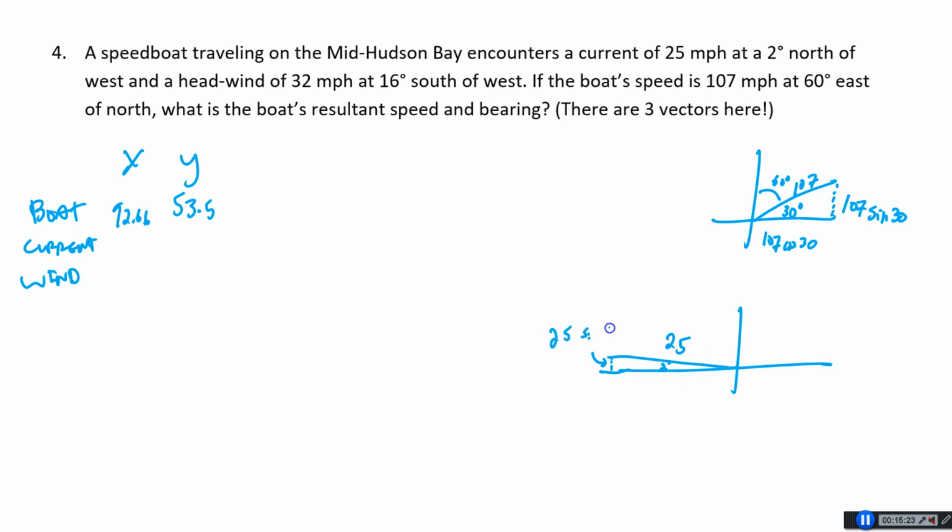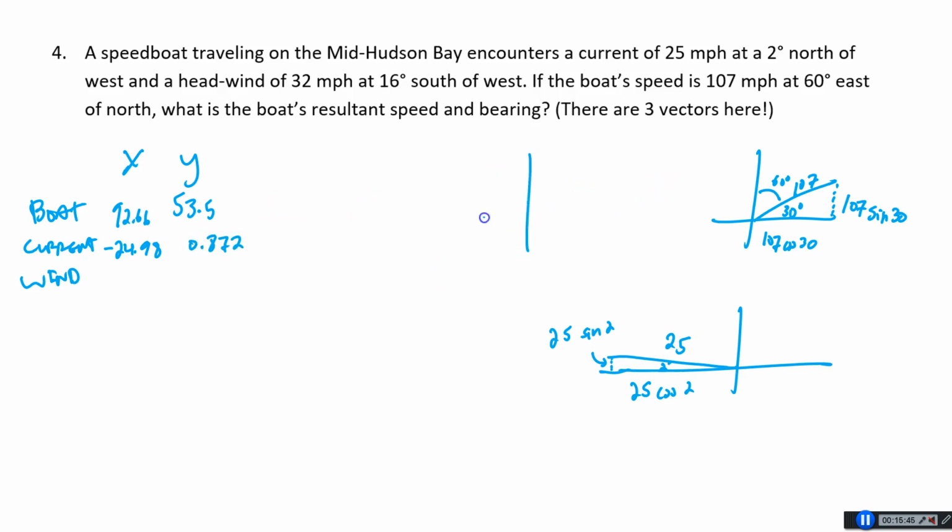Going to be very small. This guy over here will be 25 cosine 2, which can be real close to, or 25, excuse me. So 25 cosine of 2 is 24.98. I need to make it negative, so we have negative 24.98. Negative because it's going to the left. And then our y, 25 sine of 2, very small. It's 0.872.